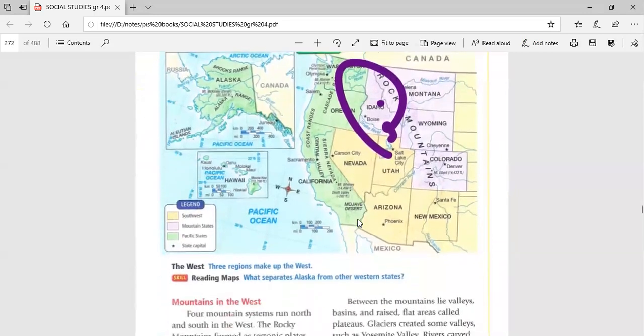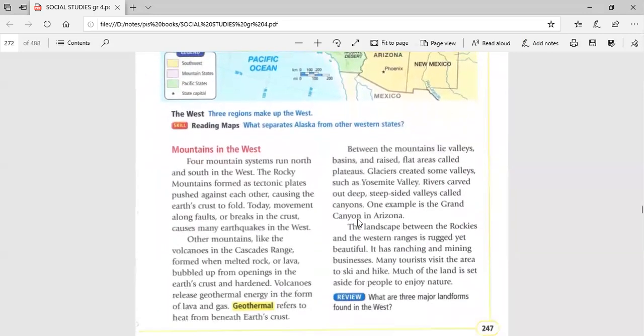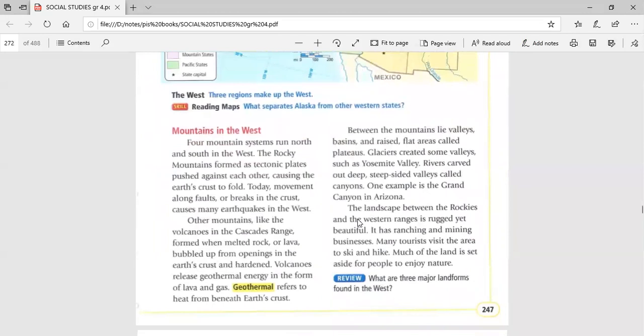Let's move, after introducing the map of the West, to introduce the mountains in the West. Four mountain systems run north and south in the West. What are the famous mountain ranges in the West? The Rocky Mountains. I want to highlight it for you. So here are the Rocky Mountains.